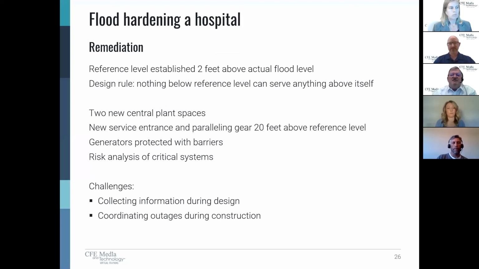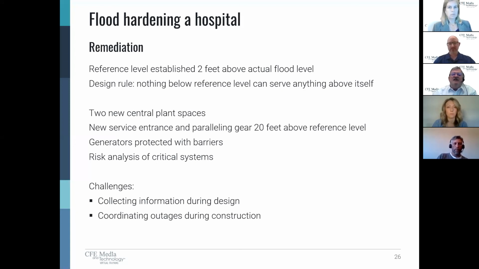Here's a short list of some of the construction items. We had to come up with 2 new central plant spaces. We installed new service entrance and paralleling gear at about 20 feet above the reference flood level. The generators stayed where they were. They were barely below that level and were protected with barriers.